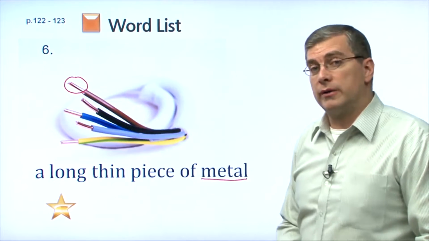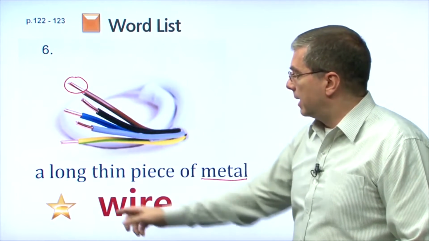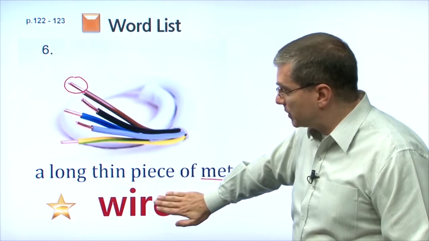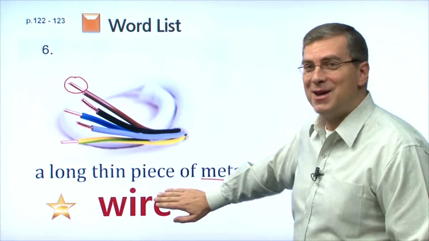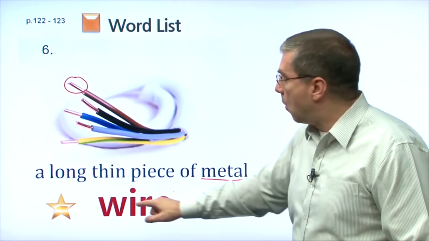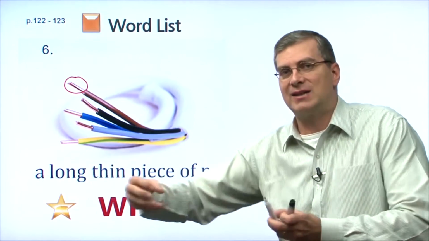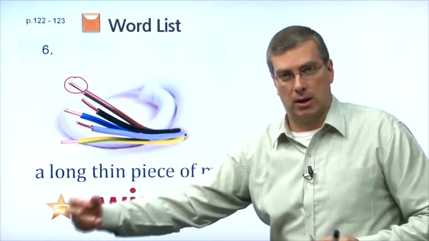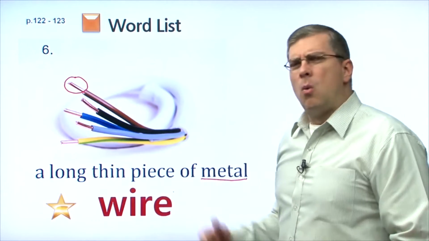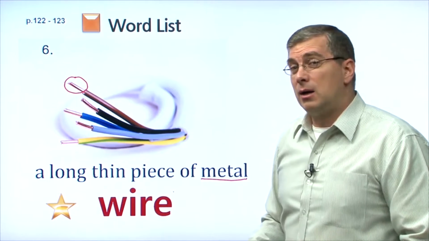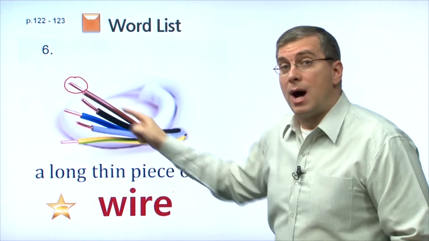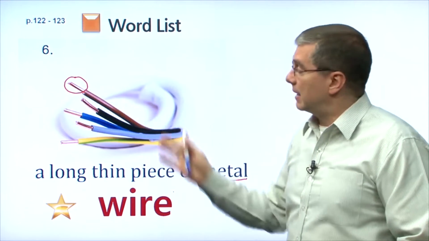What is this called? This is called a wire. Wire. Again, remember, there is an E at the end. Stretch the I sound, makes it long. Wire. So practice. Wire. Okay? Wire. Why are we concerned about wire? Electricity moves through the wire, goes to your outlet, and that's important.